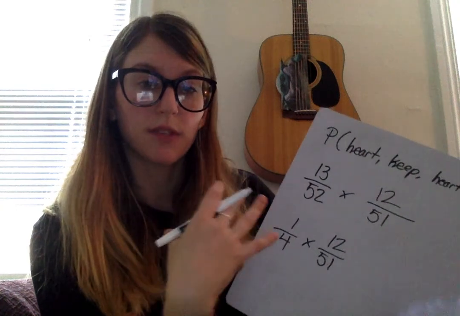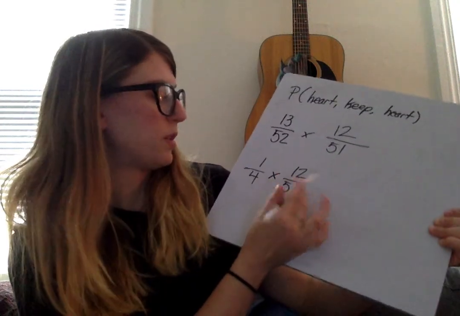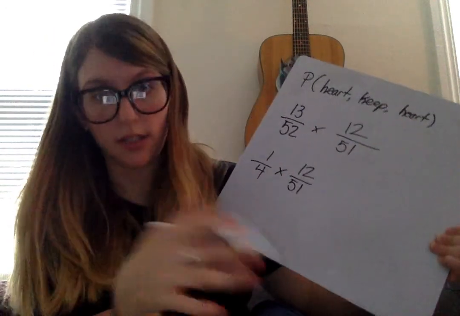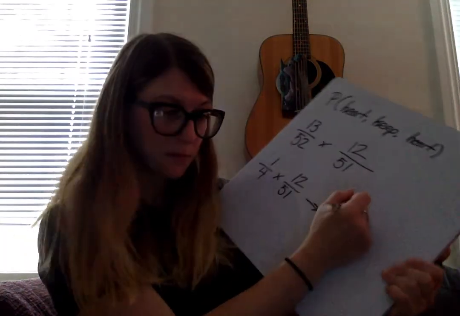I know my 3 divisibility rule. It's actually my favorite divisibility rule. I know that 1 plus 2 is 3, and 3 is divisible by 3. I know that 5 plus 1 is 6, and 6 is divisible by 3. So I'm actually going to simplify this even more.